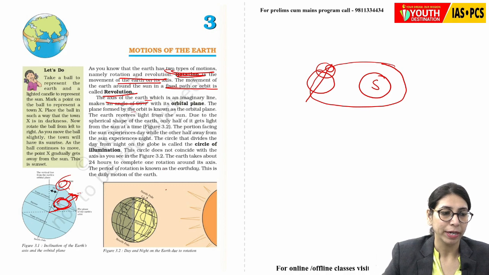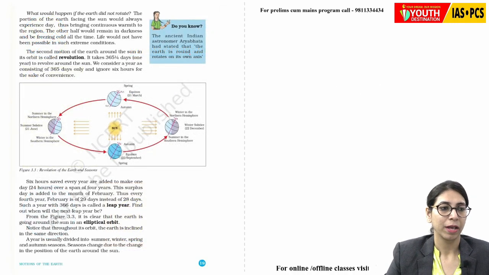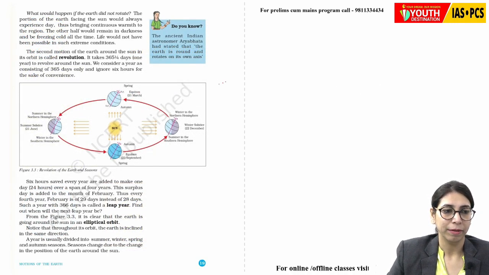And one more thing: at one time, half of the earth receives the light from the sun, while the other half remains dark and experiences night. So the entire earth is divided by this circle of illumination into two parts. One is the illuminated portion, which is facing the sun, and the other part is away from the sun, so that experiences night. I hope that's clear.